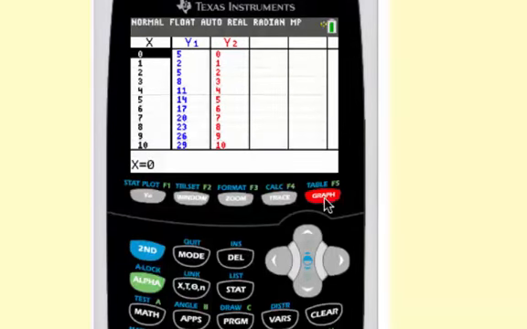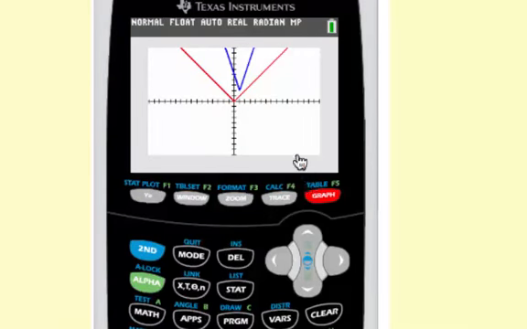Let's go back to the graph. Okay, and let's see, does the blue look like it's 3 times as steep as the red? Well, yeah, it kind of does. Okay, so those are our transformations.